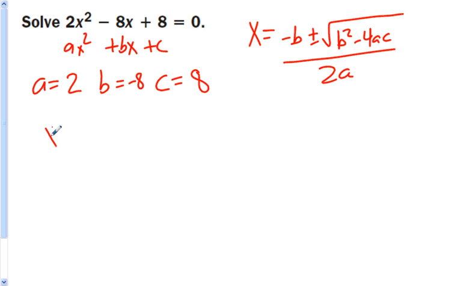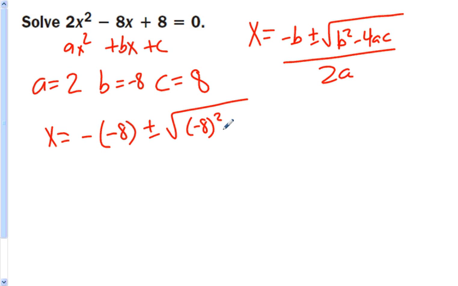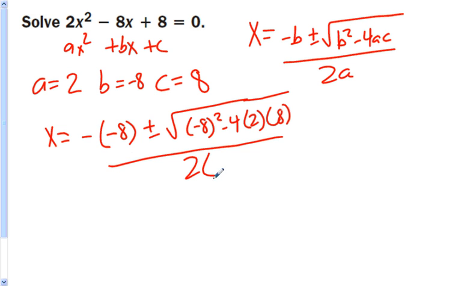Once you have your a, b, and c, we're going to go to the quadratic formula and plug them in. So I have x is equal to negative, and then in the place of b, I'm going to plug in a negative 8, plus or minus the square root. I have b squared, so I'm going to plug in negative 8 for b, and I'm going to square it, minus 4 times the a value, which is 2, times my c, which is 8. Just substituting those numbers in for their variables, and then I'll divide it by 2 times a, and a is 2. And then we'll go and we'll simplify this formula.